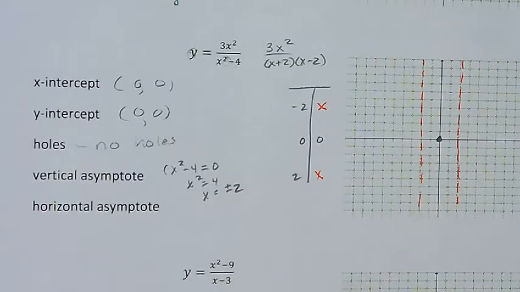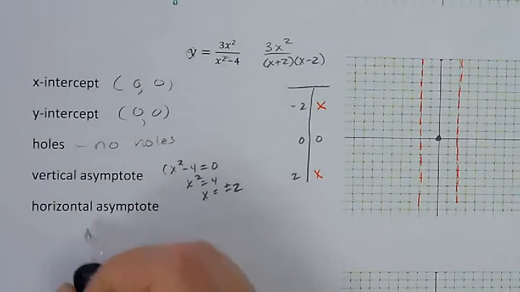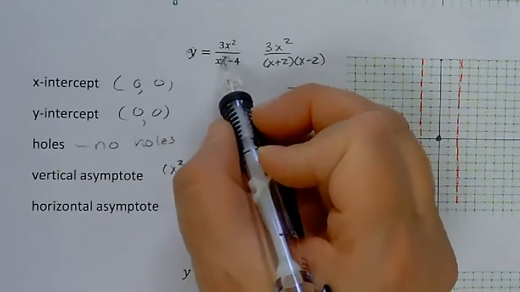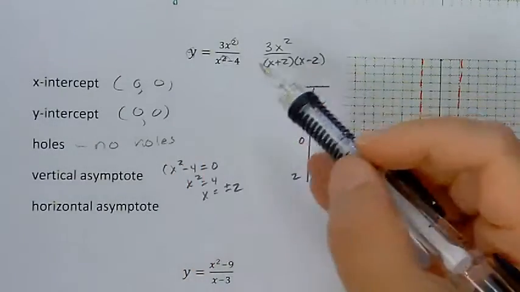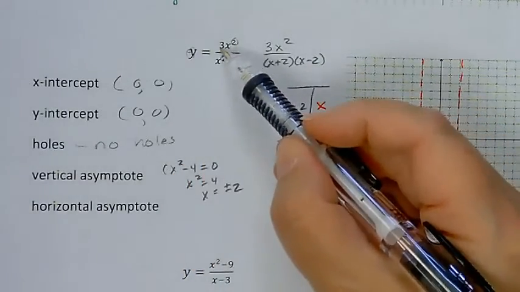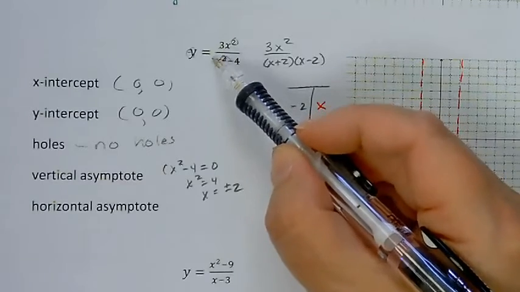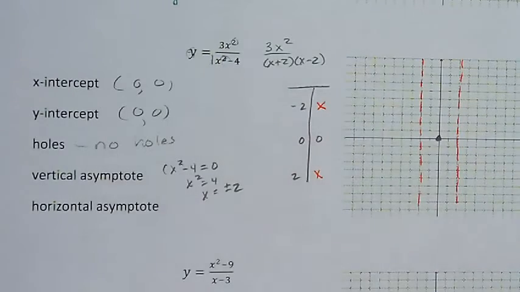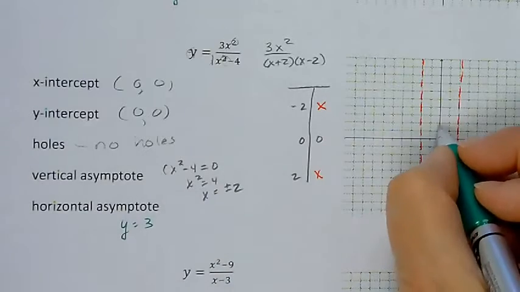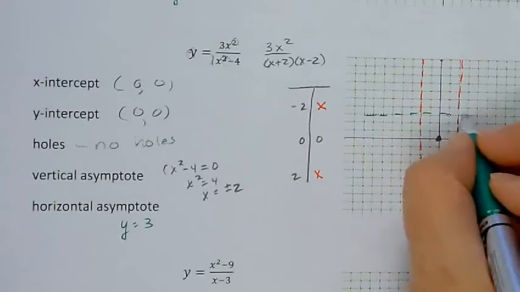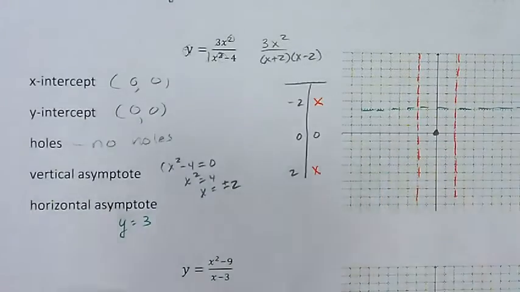kind of graph there. The horizontal asymptote is where the degrees are compared. So this is degree 2, this is degree 2. So if these are the same, you look at the numbers in front. So it'd be 3 divided by 1, which is 3. So this time my horizontal asymptote is at y equals 3. So it looks like that.